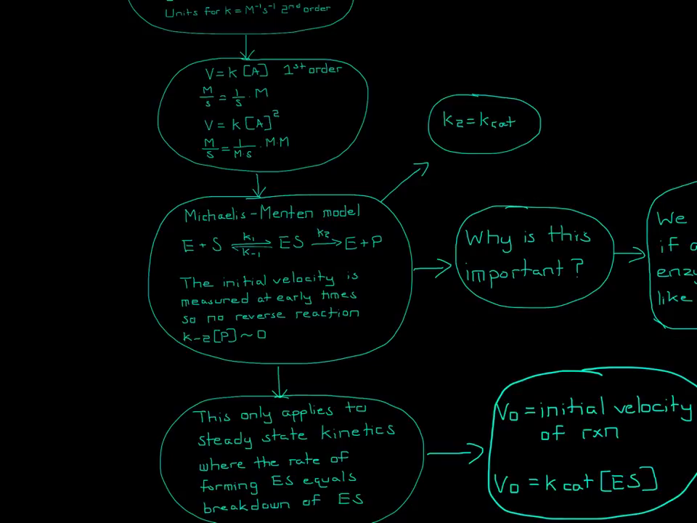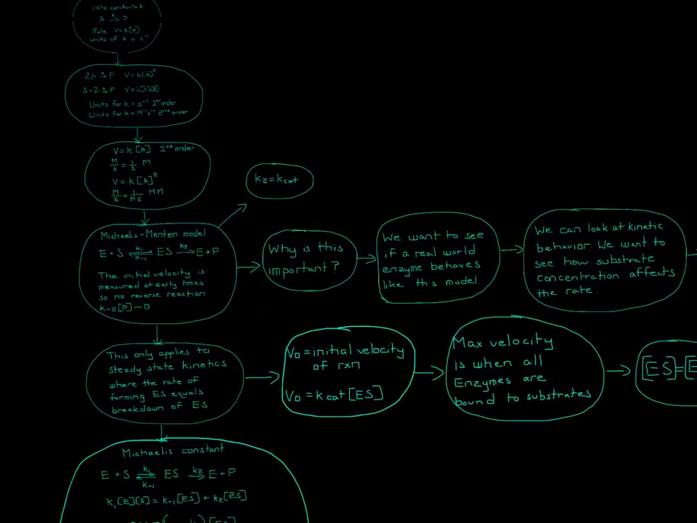So why is all of this important? Why do we need to know about this model? Well, if we have this hypothesis that this is how enzymes work, we want to see if a real-world enzyme would behave like this. And if it did, then we can show it experimentally. We'd have to show it experimentally to show that this model is indeed how enzymes work in the real world. So how do we do that experimentally?